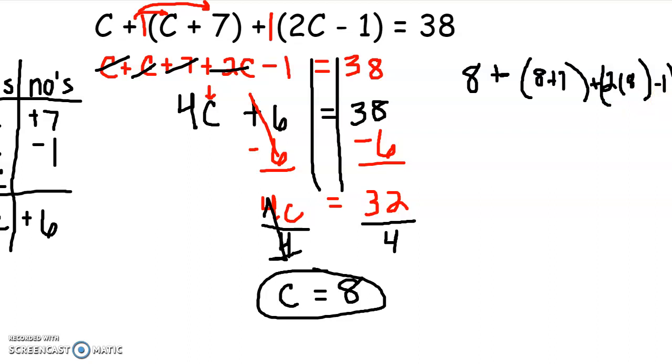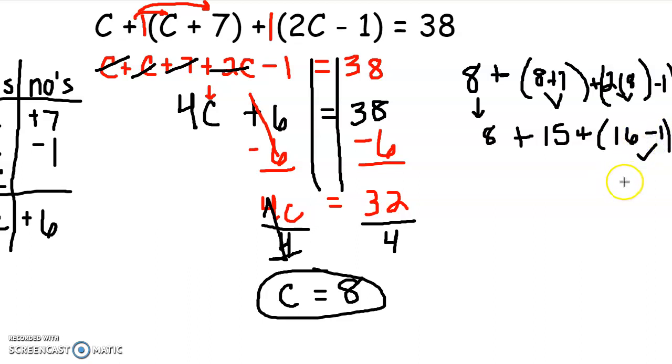All right, let's see if it works. First thing I do is inside the parentheses. So 8 plus 7 is 15. So all I'm doing is bringing down this 8 and the plus sign. Remember, inside the parentheses, I have to do multiplication first. 2 times 8 is 16. So I have 16 minus 1 inside those parentheses. 16 minus 1 is 15. Bring down everything else.